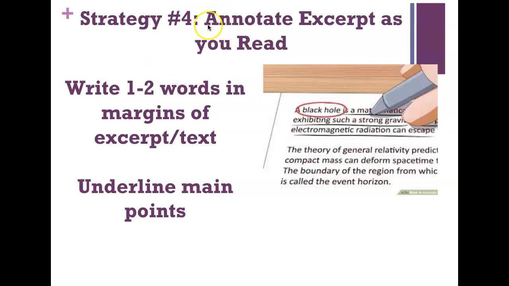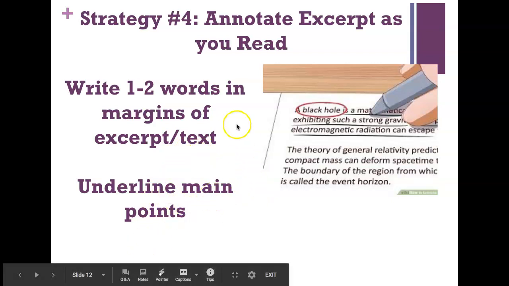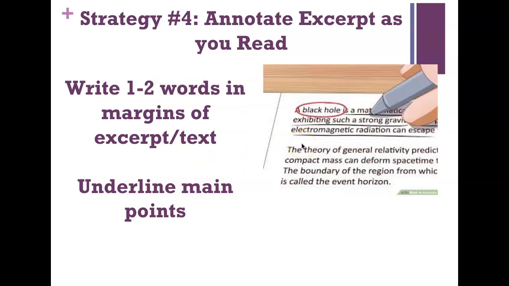You all are really good at this as incoming 10th graders. One thing I've noticed about you is that you annotate the text really expertly. So another thing to add to your annotation is to write 1 to 2 words in the margin of the excerpt or the text, or underline main points. I would also add to annotate for the universal idea. If you sense that there's a universal idea here, make a note in the margin.